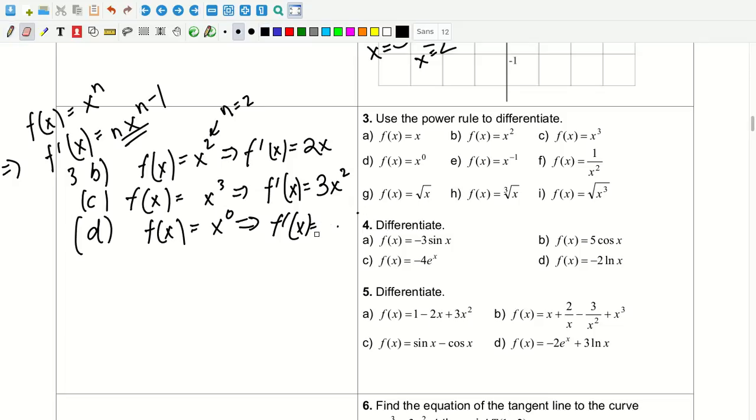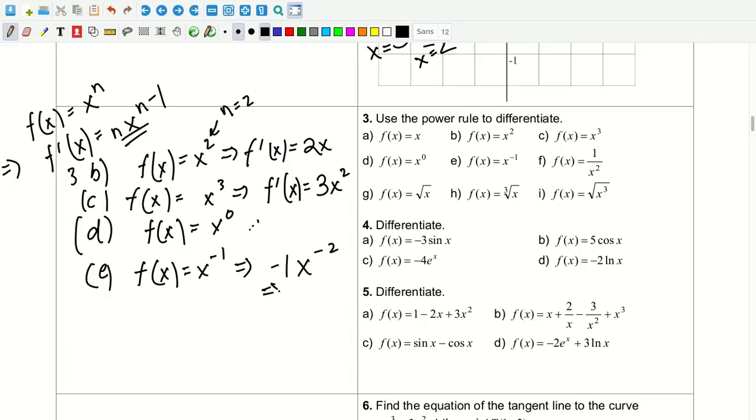But really, all you have to do is just notice that x to the 0 is 1, which is a constant. The derivative of a constant is always 0. That's it. Okay, so let's see, if f of x equals x to the -1, bring the -1 down, and you end up getting -1 over x squared.